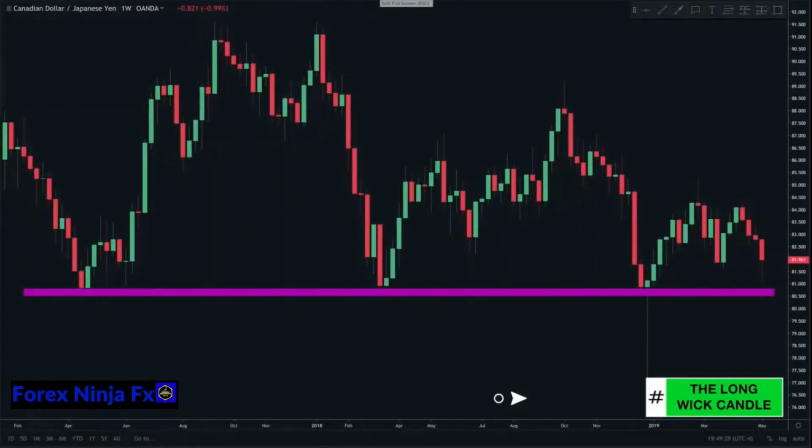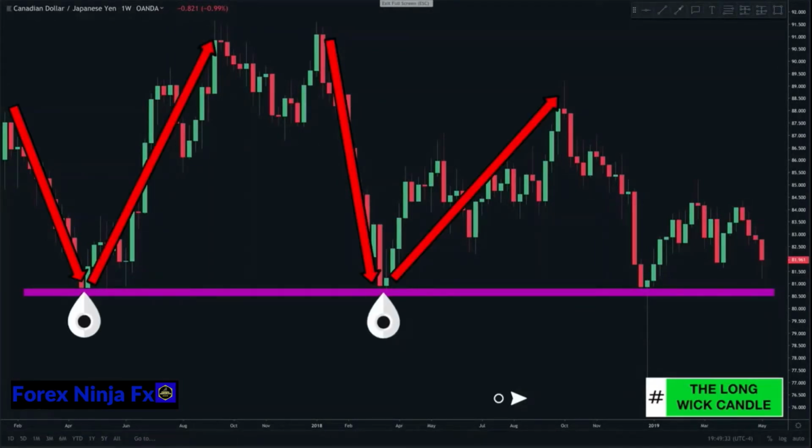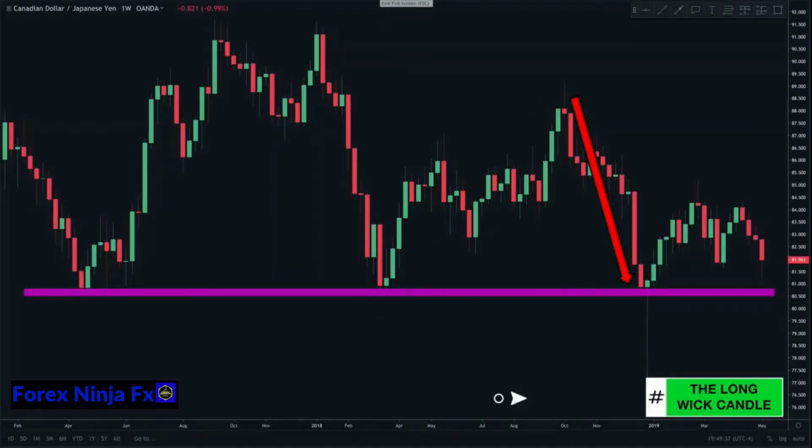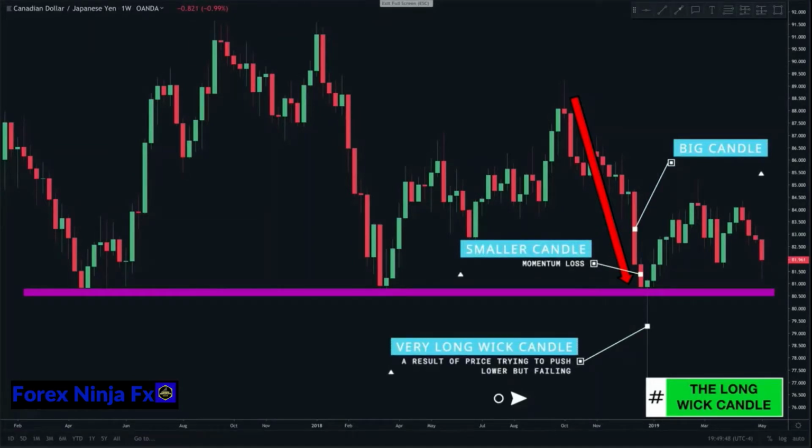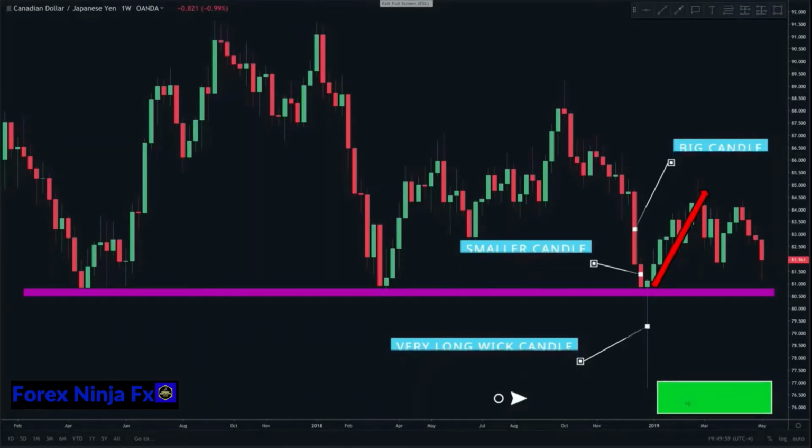You look left and notice that both times price got to this level, it hit and reversed drastically, giving us a key level of support. Then, as price came back down to this level, we were looking for some form of price action at the level. First, we had momentum loss through shrinking candles with a big candle, a smaller candle, and then finally you had this green candle form that is a very long wick candle, which shows that price tried to push lower but failed, which caused the very long wick candle to close and then a bounce upwards. Now moving on.